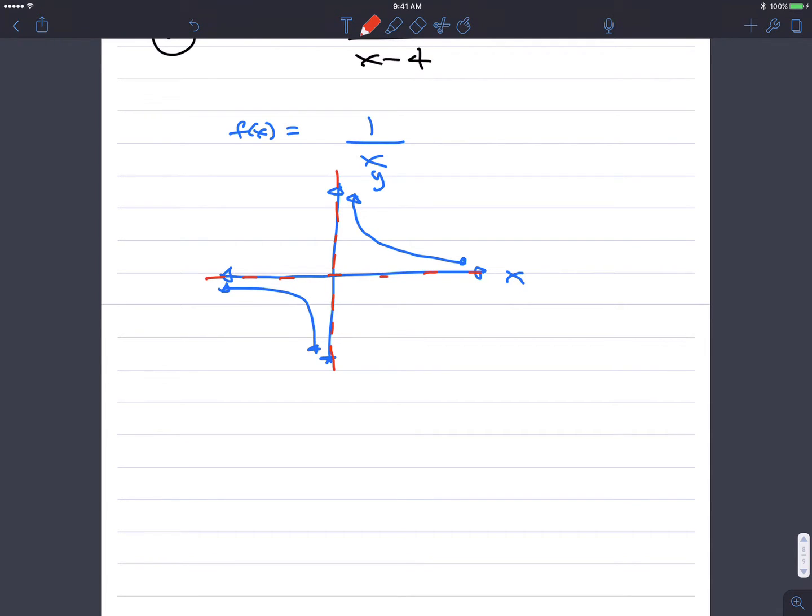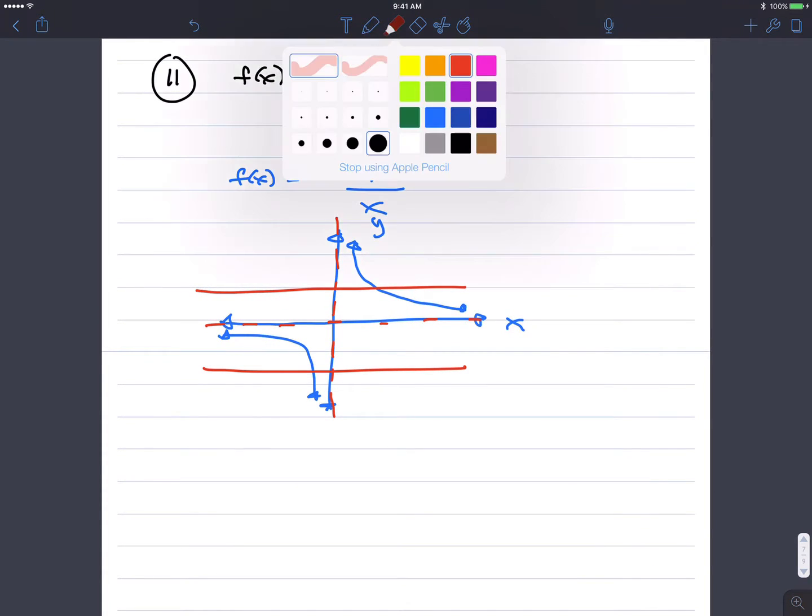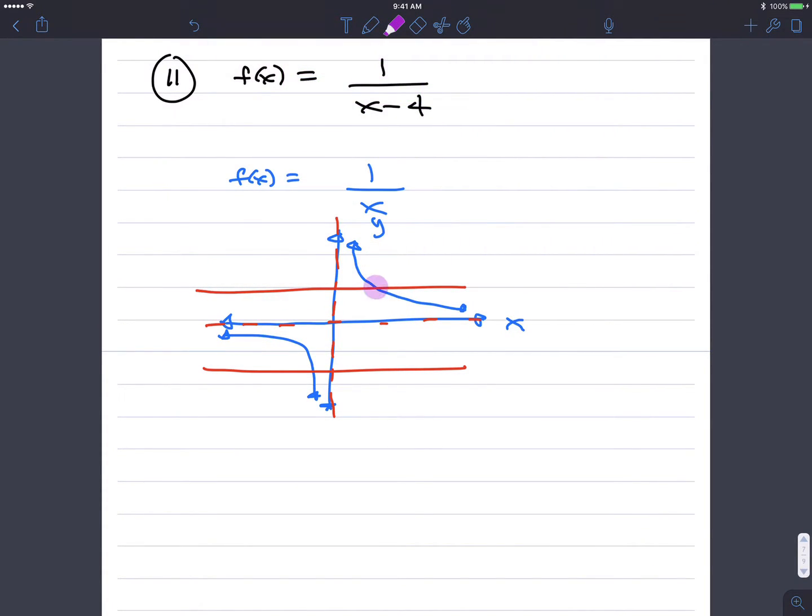Now, more importantly, is it 1 to 1? What do you guys think? What does a horizontal line test tell me? I hit at only what? 1 point. Now, that means my hyperbola is 1 to 1.